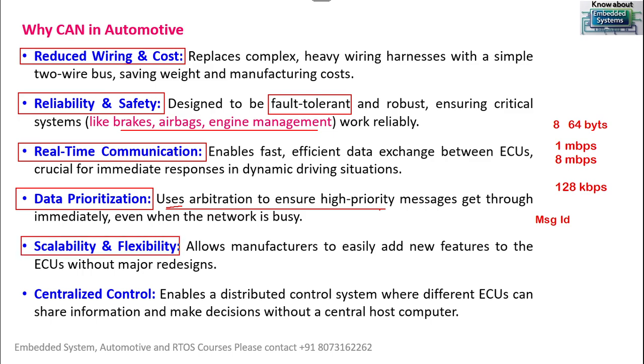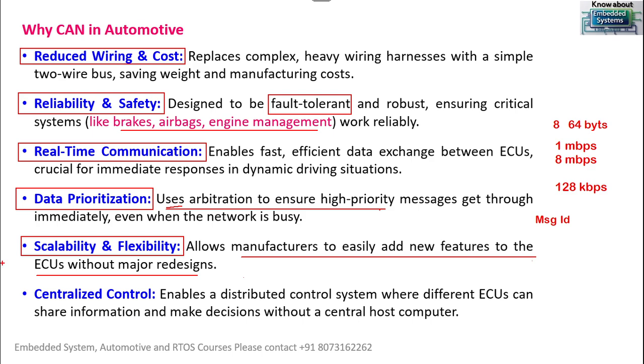Fifth reason, scalability and flexibility. The CAN protocol will give you a more flexible feature. Without making a major change, you can design a new ECU. Whenever you want to design, or whenever you want to add a new feature to your ECU, with minimal changes, we can upgrade your device to the next level. That is called flexibility. Easily, without changing the major design, we can upgrade to the next level of your ECU. That's one more big advantage.